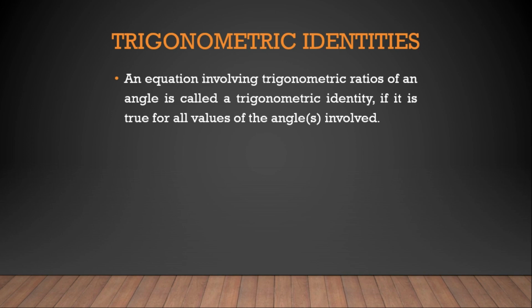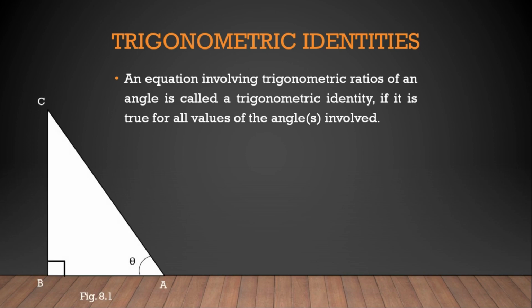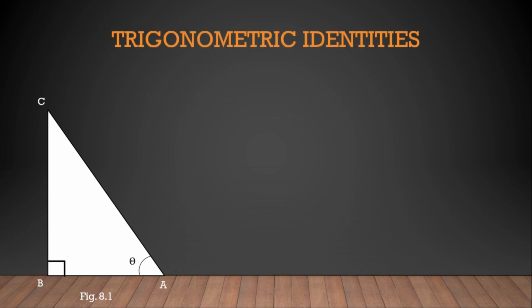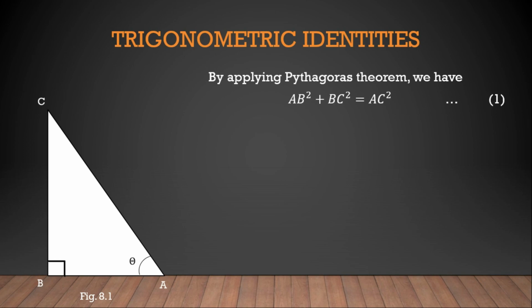Here, if you consider this right angle triangle ABC, where angle B is the right angle and angle A is theta, then we have AB as the base, BC as the perpendicular and AC as the hypotenuse. Now, in this triangle, by applying Pythagoras Theorem, we have AB square plus BC square is equal to AC square. Let it be equation 1.